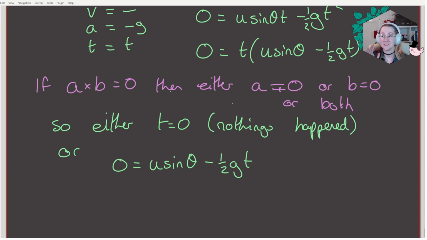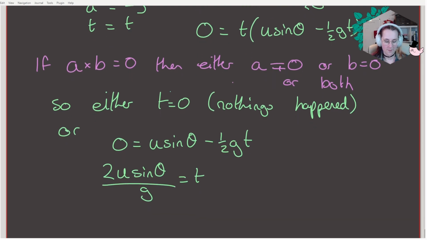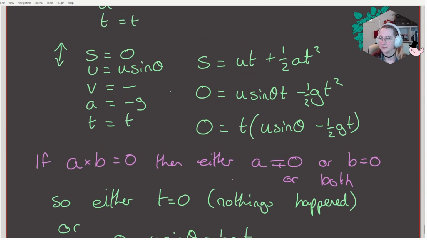Okay, so this is now helpful. The quadratic equation in t was stressful. We've managed to get rid of one. So let's rearrange this in terms of time. And we get that 2u sine theta over g is equal to t. So I've just manipulated that equation, moved it around. And that is our time of flight.